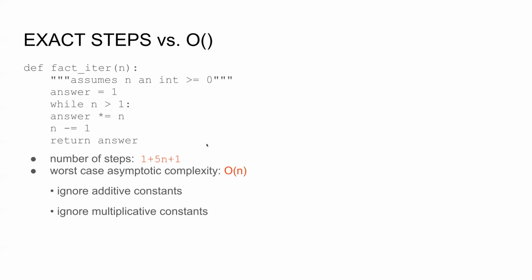We can omit the constant terms because the leading term is n here. And we can also throw away the constant multiplier before the n. So instead of saying O of 5n, we're just interested in n. So O of n is still linear. 5n, 7n, 2n is always linear. So we ignore the additive constants, and we also ignore the multiplicative constants. That's where the big O notation comes from.